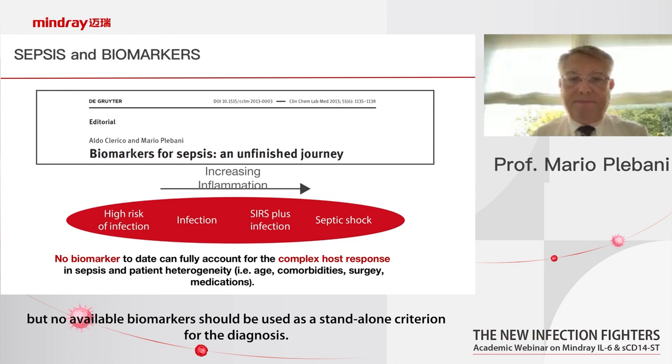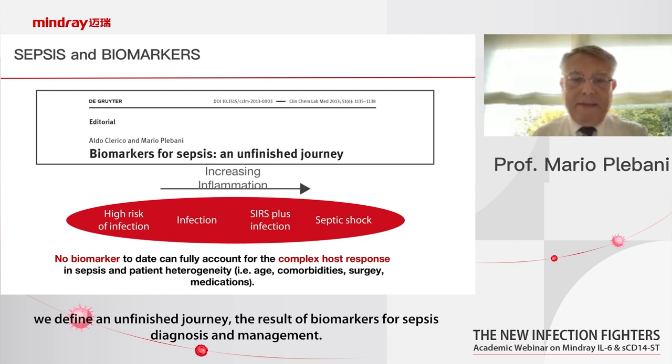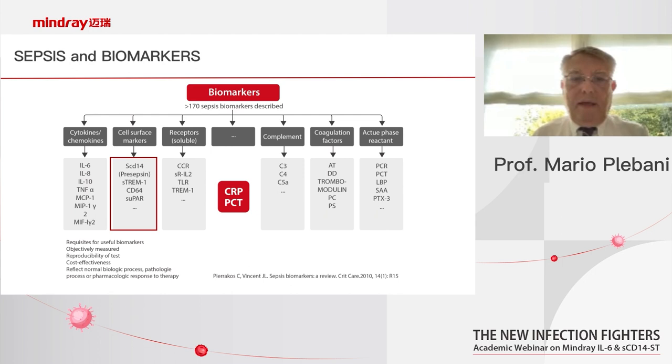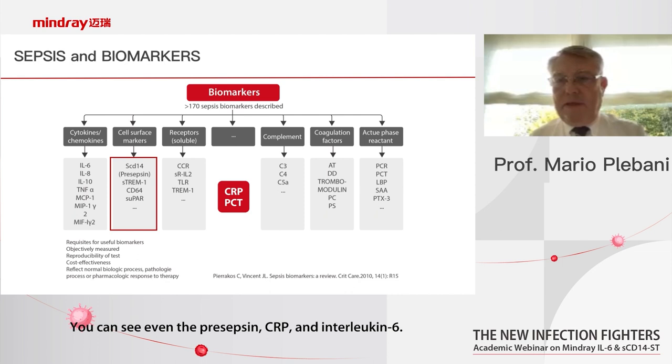In fact, in the paper we published some years ago, we defined an unfinished journey, the research for biomarkers for sepsis diagnosis and management. And in this slide, you can see that more than 170 biomarkers have been described. You can see even the procalcitonin, the CRP, the interleukin 6.